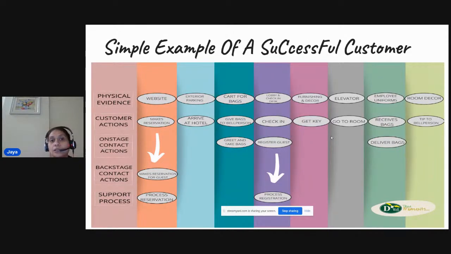The third part is on stage, when you arrive at the hotel, so all the service you get at that particular reception. Backstage, they always process your registration, and there is the support process whenever you require any service from the hotel while having a stay. They will always try to help you, and that is what the support process is, with your registration or whatever service you require while you are staying at that particular hotel.